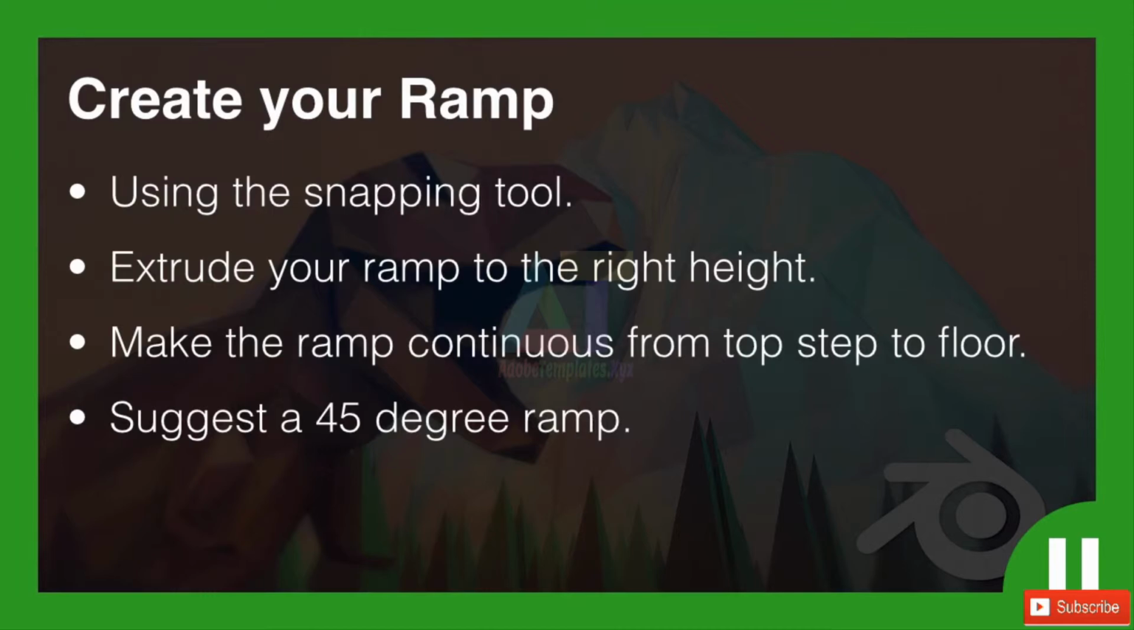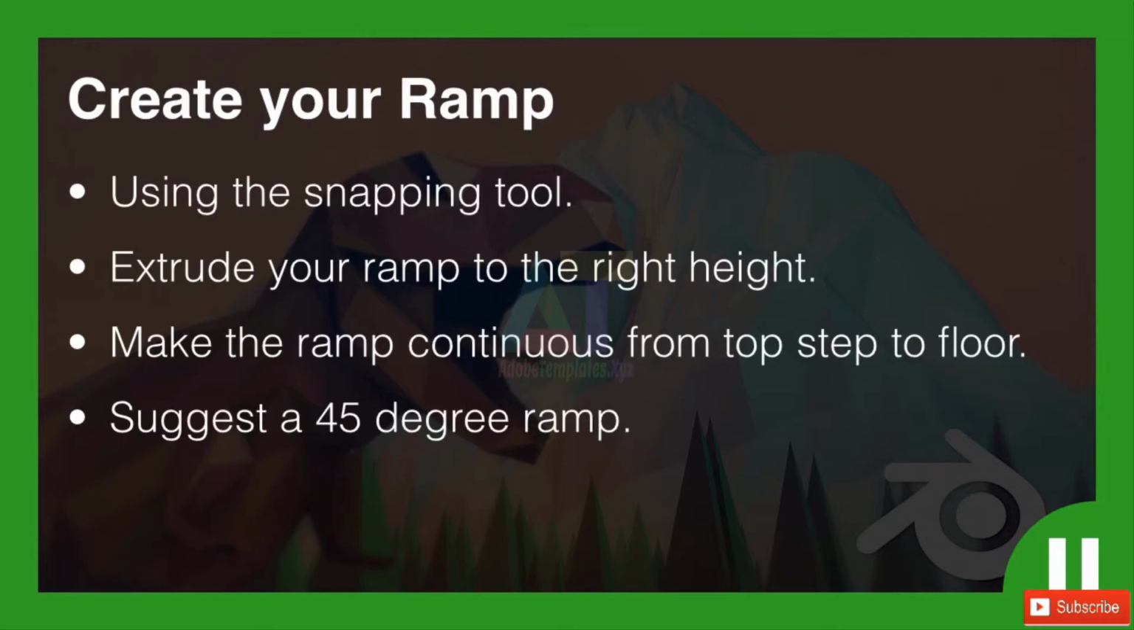So it's a continuous ramp from the top step to the floor, and I do suggest keeping it a 45-degree ramp. This is all part of planning our model, because if we make it anything but a 45-degree ramp, the steps that we're going to put on it in a bit will be much more difficult to make, because we're going to have to do a different ratio to step, not one up and one across. More on that later. Let's pause the video now and go try making your ramp.